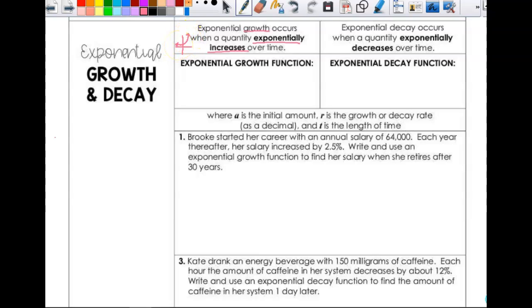That would be your exponential growth, right? So one way to write an exponential growth function would be f of t, t being time, equals a, which is your initial amount, times 1 plus the rate of increase to the t power. And t is the time unit that you're using within whatever it is you're doing at that time. And we'll look at that as we go through some of these. Okay, so a is the initial amount, r is the growth or decay rate as a decimal, t is the length of time.